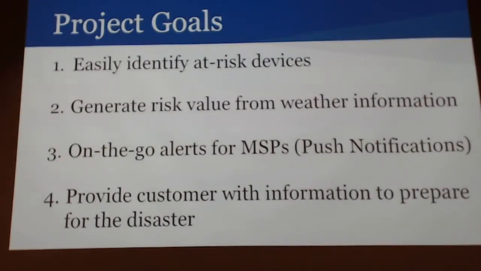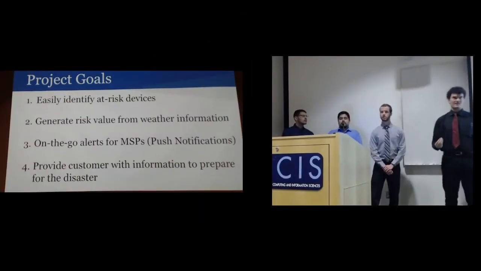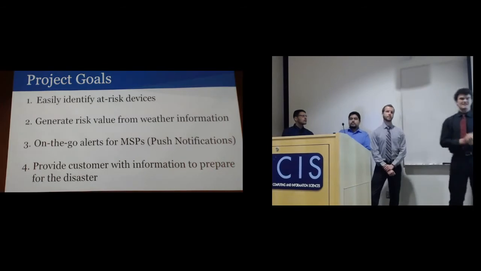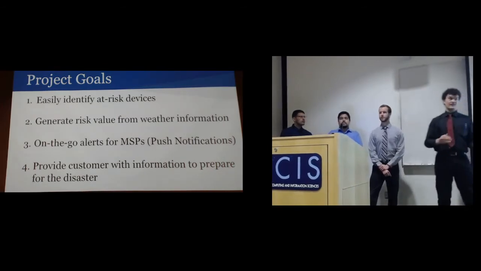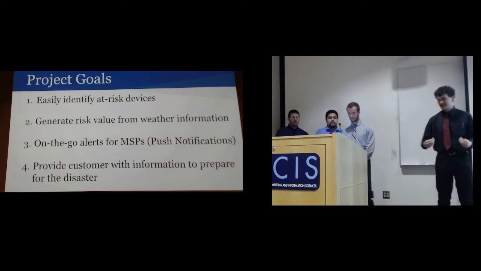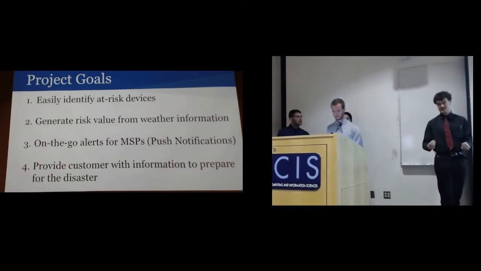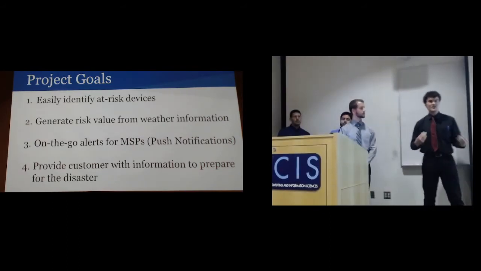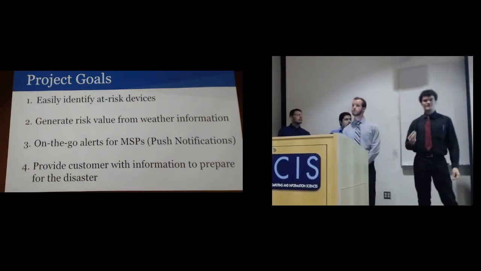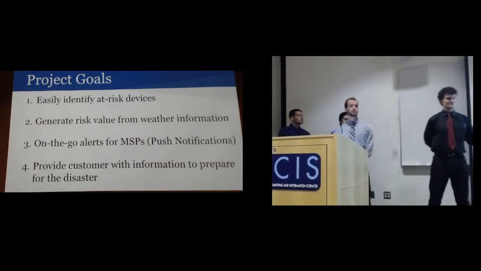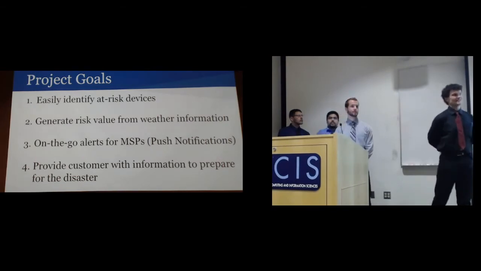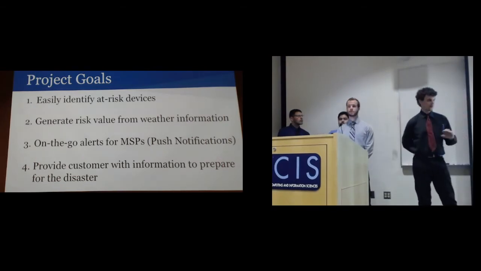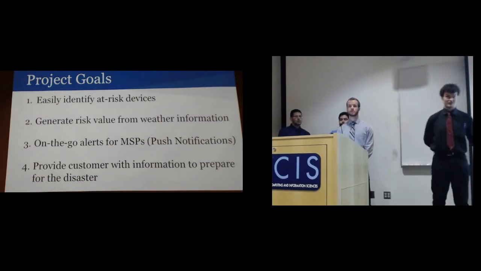So our project is based on four main goals. The first is to easily identify at-risk items. We want both the managed service providers using this as well as employees at Datto to immediately look at this and know whether devices are at risk or not. The second is to generate a risk value based on weather information, where we pull weather information from NOAA to accurately and immediately generate or change the status of any devices that could be at risk.